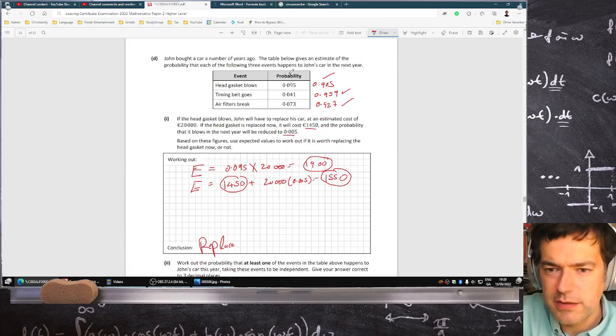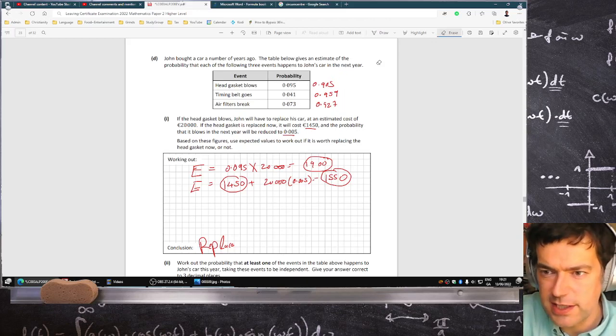The first thing I did was just calculate the probability that the events could happen. And then beside it, I wrote the probability that the events wouldn't happen. So just 1 minus these 3. Nothing too crazy about that. Those are the 3 there.